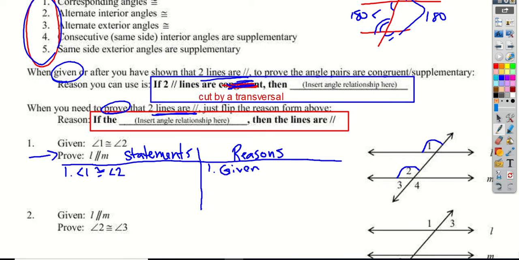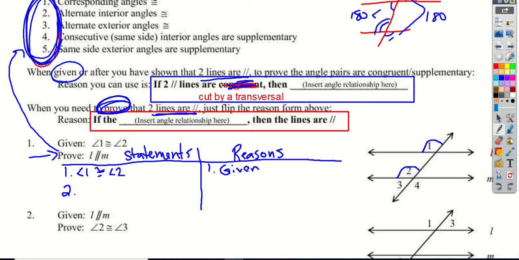We always end our proof with the proof statement. So how do I show that L and M are parallel? Remember, I have to get one of these 5 things to happen. So in order to make this happen, I need one of these. And we already have it. We have the first one. These angles are corresponding. So since I'm trying to prove the lines are parallel, all I'm going to do is insert this reason right here. We're going to take number 2, and we're going to insert that reason right there, okay?